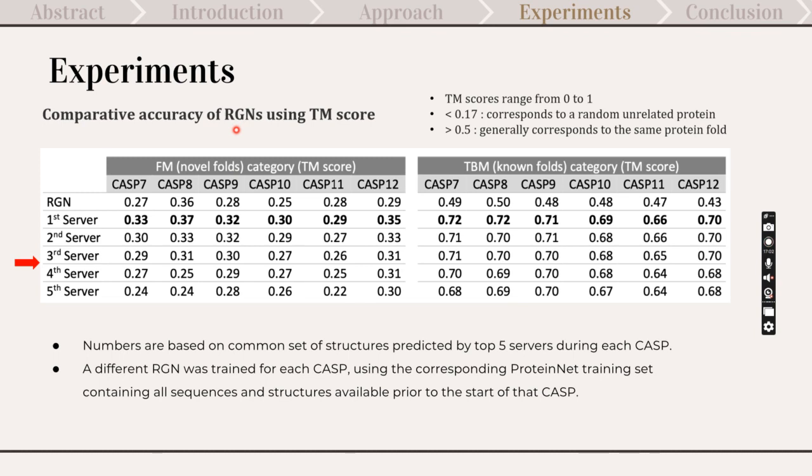Also, they made experiments using TM score. The experiment set is the same, but we can see that for TM score, they rank between the fourth server and third server for the novel folds. And for known folds, they also have relatively inferior results. However, we have to note that the TM score of RGN on known folds is very close to 0.5, which means that it generally corresponds to the same protein fold. So it still performs not very badly.